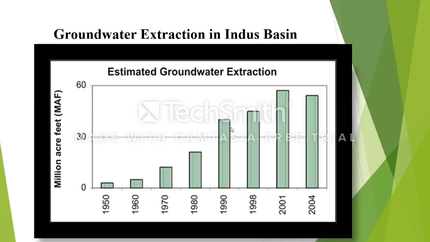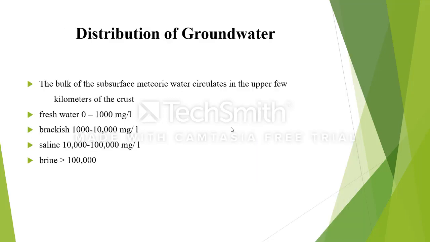Estimated groundwater extraction is shown here from 1950 to 2012, with million acre-feet as the unit. So groundwater is extracted more every year. Groundwater extraction is increasing because groundwater is used for different purposes like irrigation and drinking water, for example in remote areas.